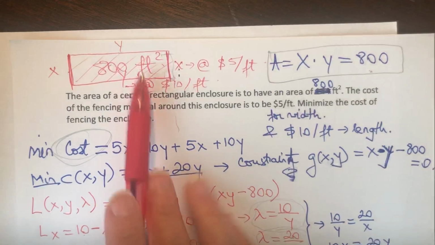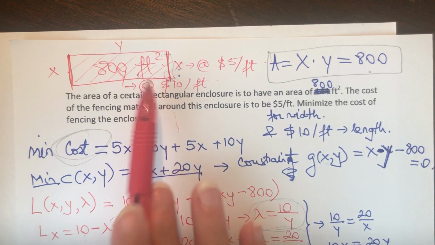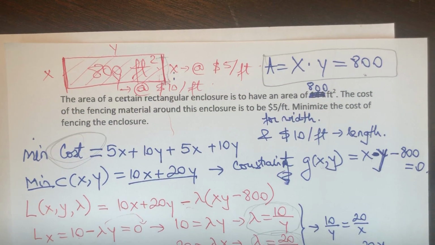Well, what if I want to make it a little larger? What if I want to make it 900 square feet? I don't want to solve the whole problem again. 900 square feet means $50 extra, right? So there you go.